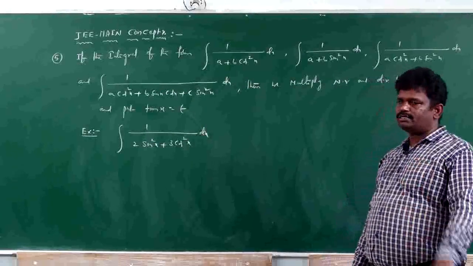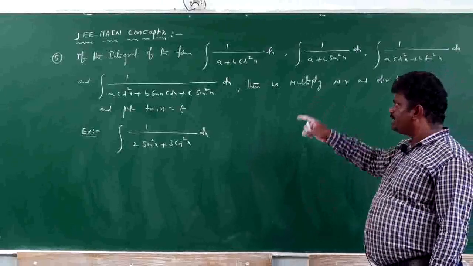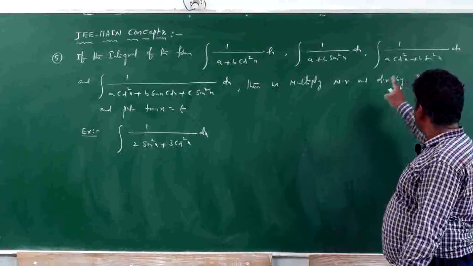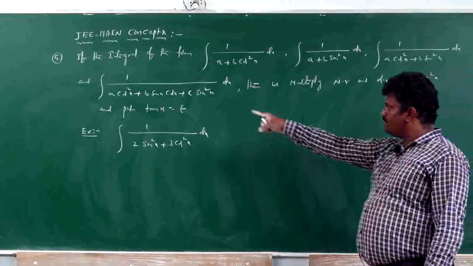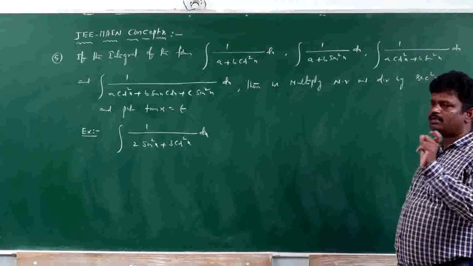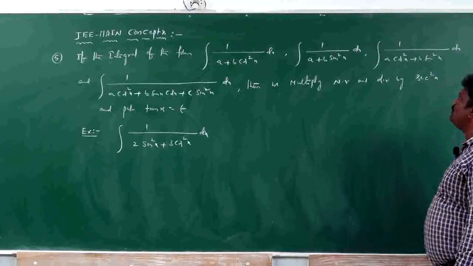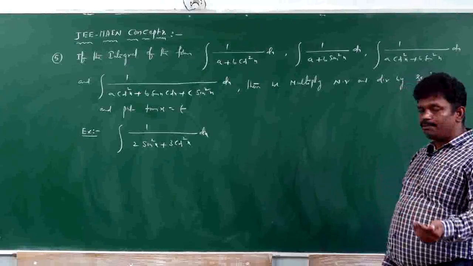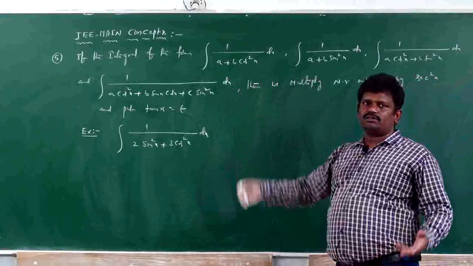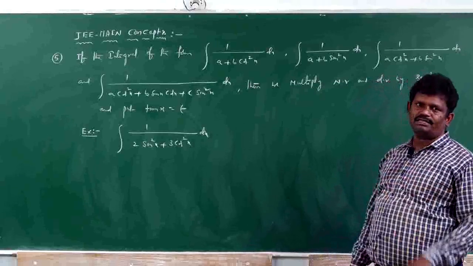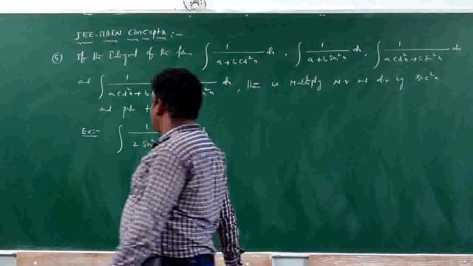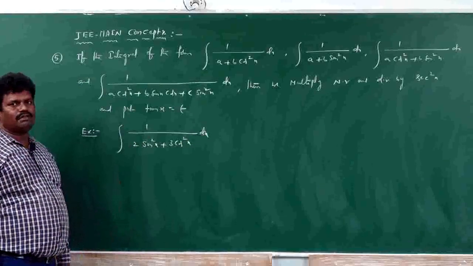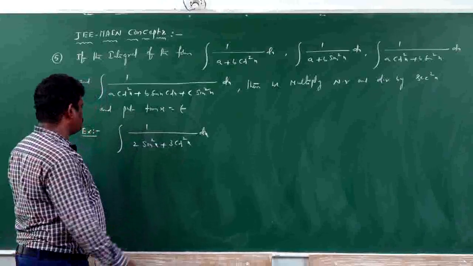Next type: the integrals where only trigonometric functions, sine and cos, are given. Such integrals take these forms: a plus b cos square x, a plus b sin square x, or a cos square x plus b sin square x, with numerator 1 and some trigonometric function in the denominator. Then we multiply numerator and denominator by secant square x and put tan x equal to t. Otherwise, if we take cos square x common, it is the same. Now see one model of that type.